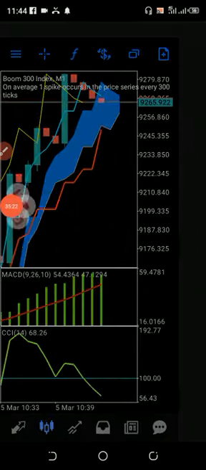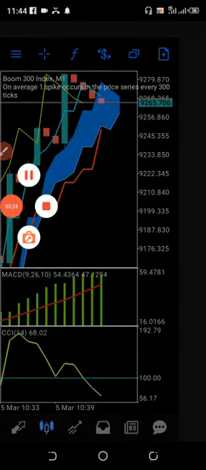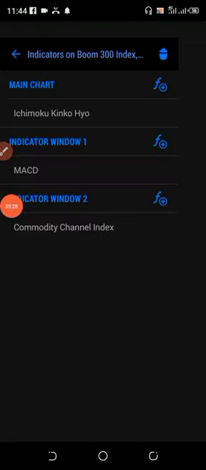Let me just drop the indicators. I don't know if I should drop it here. Okay, let me drop the indicators here. Okay, now three indicators I'm using.